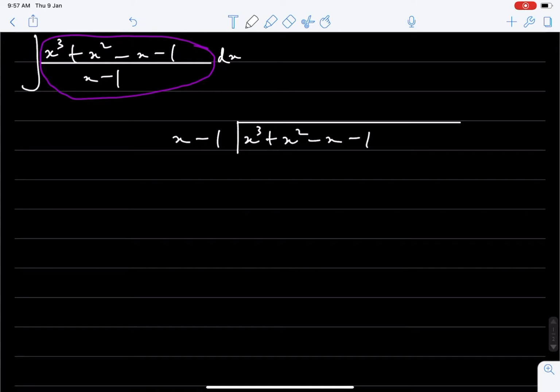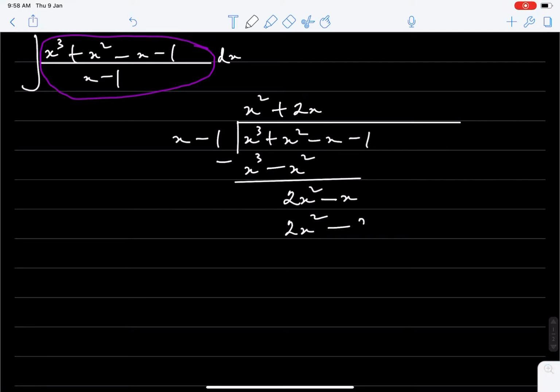So as usual, x cubed divided by x is x squared. We multiply, that gives us x cubed minus x squared. We subtract, x cubed minus x cubed is 0. x squared minus minus x squared is 2x squared. We bring down minus x. We go again, 2x squared divided by x, that's plus 2x. We multiply, 2x times x is 2x squared minus 2x.